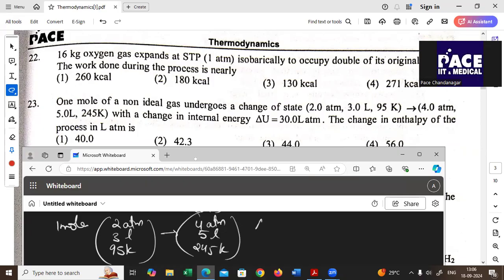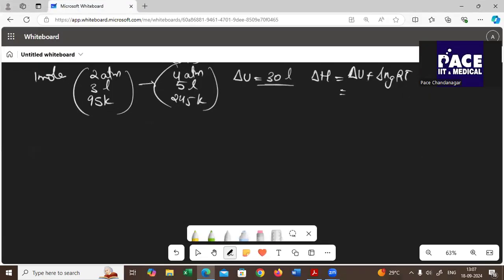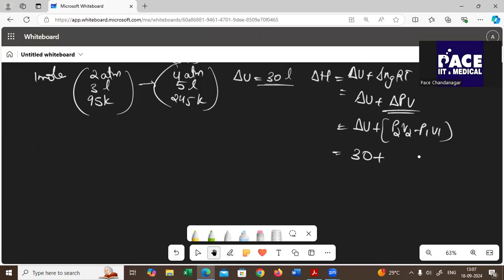With a change in the internal energy, delta U, of 30 liter-atm. The change in the enthalpy of the process is how much? Change in the enthalpy, delta H, is equal to delta U plus delta nRT, or it is also equal to delta U plus delta PV. I know delta PV is P2 V2 minus P1 V1. So delta U is 30 liter-atm, plus you have P2 V2 minus P1 V1. Just apply that, you will get your answer there. I'm not doing it. Okay, is that clear? So you just have to apply that.